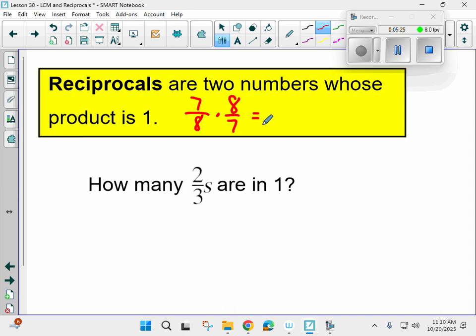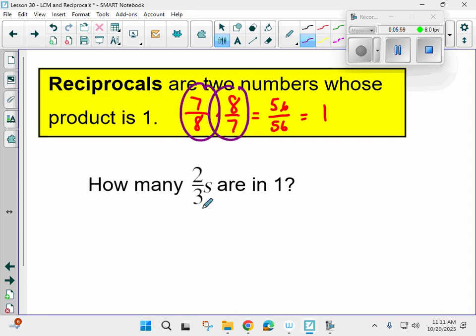So 7/8 times 8/7. Notice they're just flipped fractions. Everybody see how 7/8 and 8/7 are just flipped, right? If you did multiply straight across, even though I could cross cancel, I'm just going to show you. If I multiplied straight across, I would get 56 over 56, which is 1, okay? So these two are reciprocals of each other, okay?